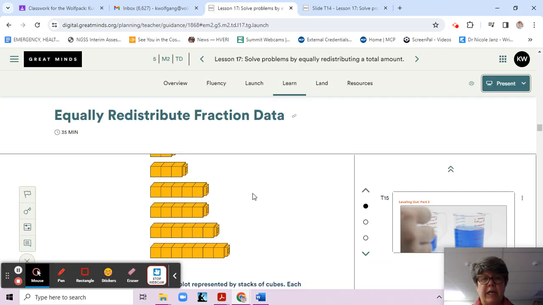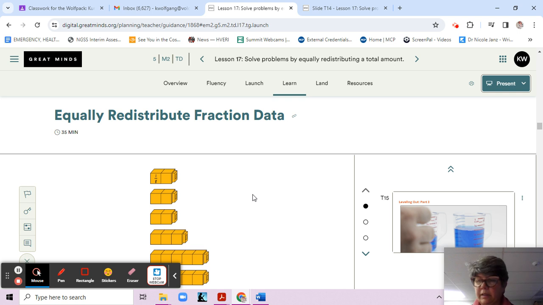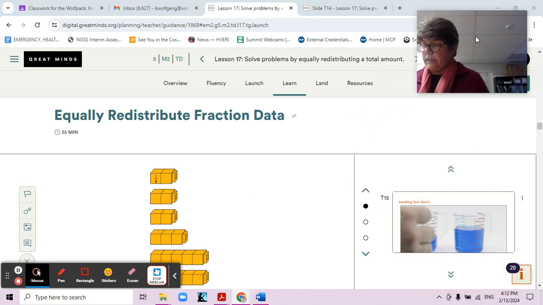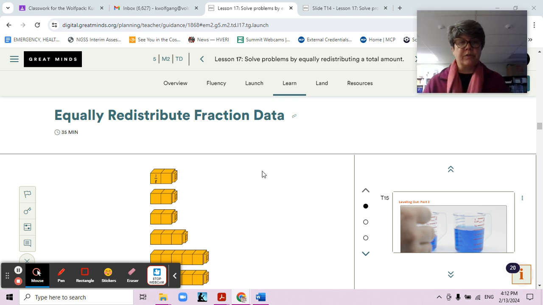And we're going to look at some blocks. How many measurements did we have on our line plot? We had 8 measurements, and our goal is to equally redistribute the liquid so that each measuring cup contains the same amount. We're going to use blocks instead of liquid, so we don't need to worry about spills or anything like that. And we're going to use 1/8.